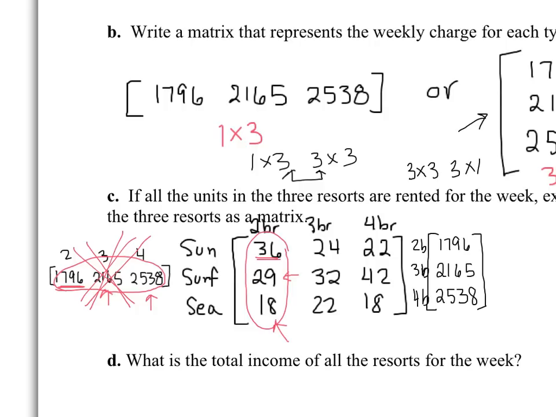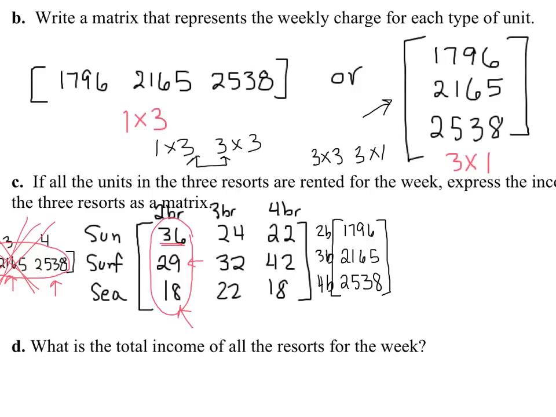So matrix multiplication goes rows by columns. So it would be this row times this column 3 times. Now let's see if this answer would make sense. I would be taking the first value in the row, 36, the number of 2 bedrooms at Sun Haven, times the cost. The first number in the column is the cost of a 2-bedroom.